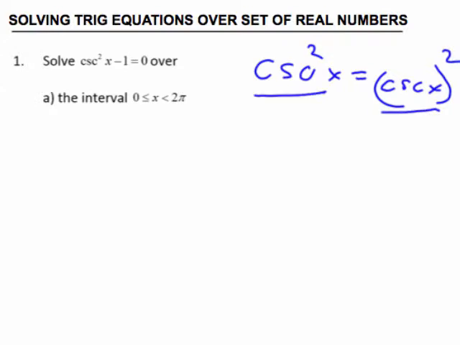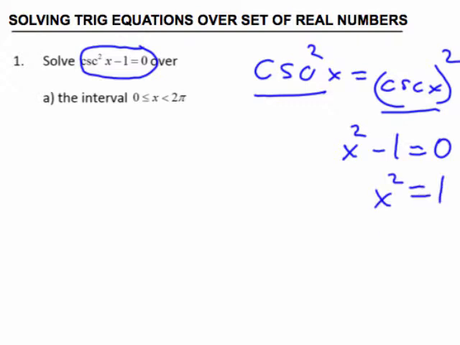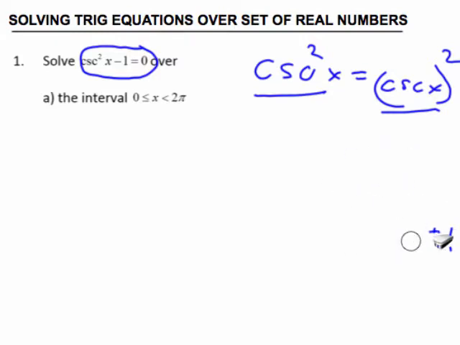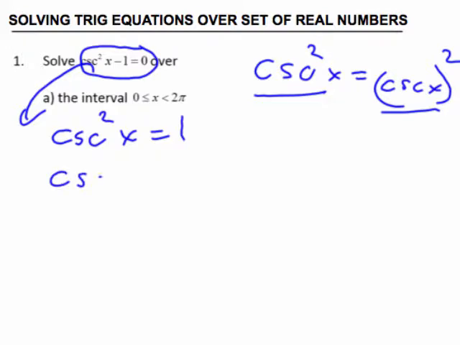Alright, so what I really got here is an equation in which something is being squared. It's kind of like having x squared minus 1 equals 0. And if you were to solve that equation, you could isolate the square and then square root that to get plus or minus 1. Okay, so we're going to do a similar kind of thing here. We're going to isolate our square. Cosecant squared x is 1. Square root both sides.